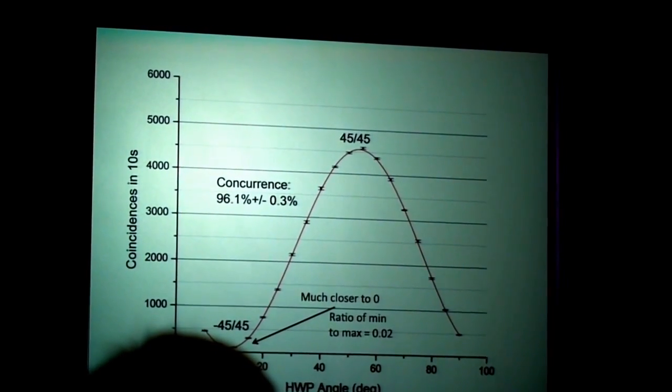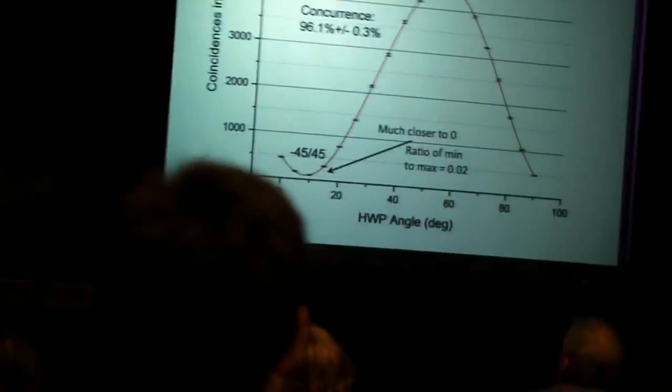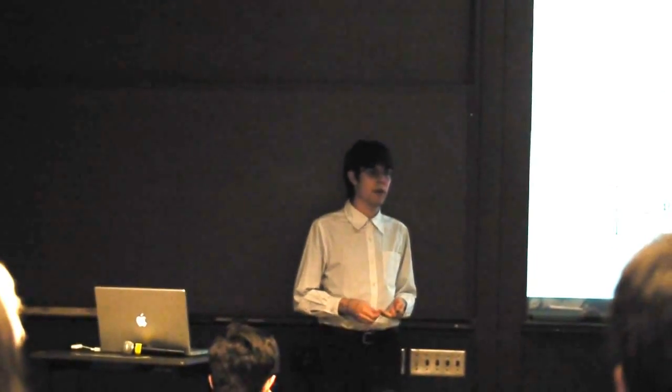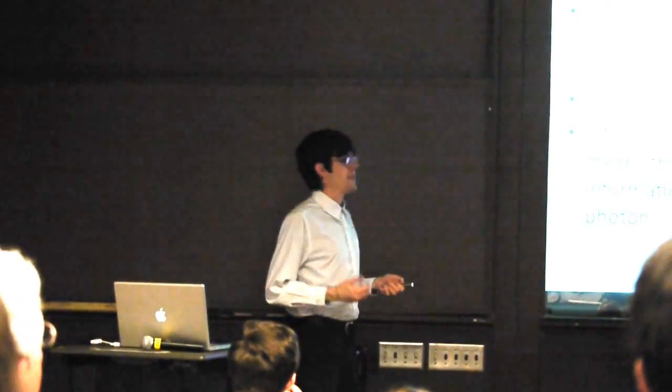And after I put in the pre-compensation crystal, you see here it goes a lot closer to zero, and the ratio of the minimum to the maximum is now 0.02. So that's a way better correlation, a way better entanglement, and the measure we use is called the concurrence. It went from 78% to 96%, and that means we really have a very good state to do our communication experiments. So the other thing I looked at was photon angular momentum.